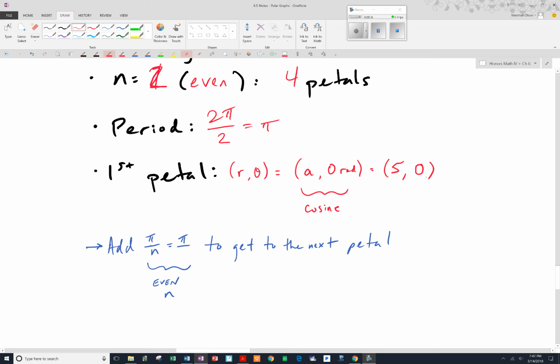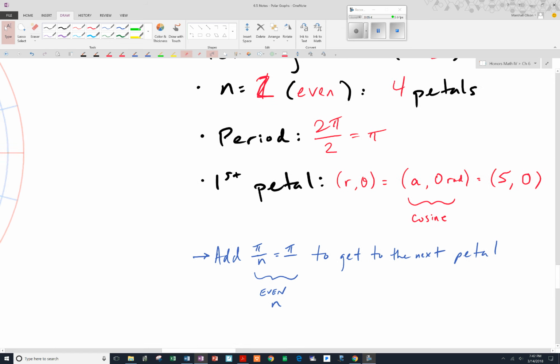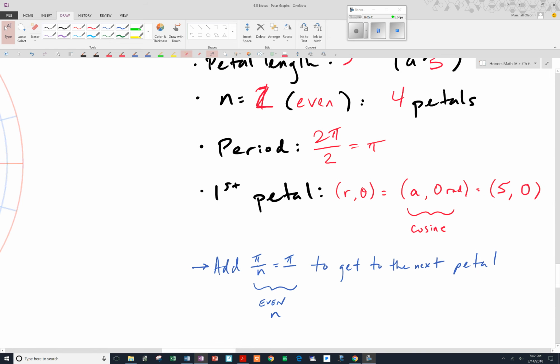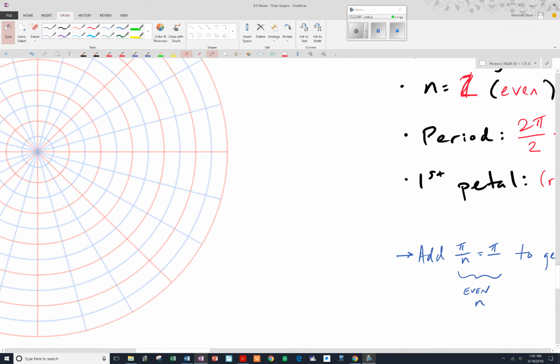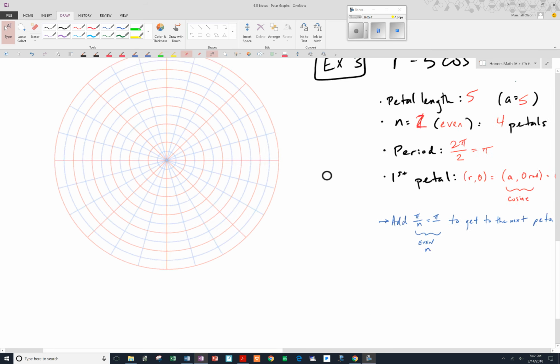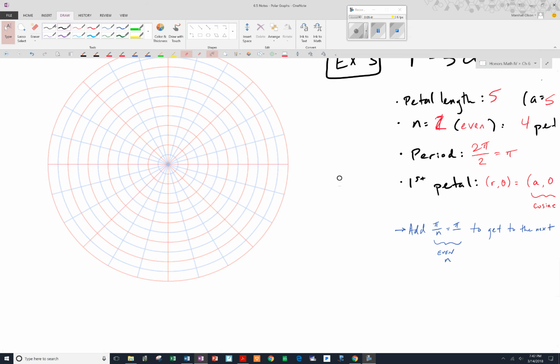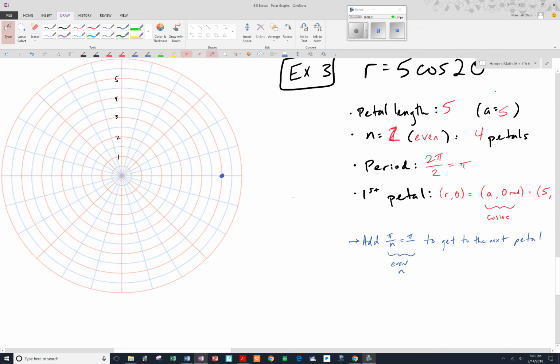So at 5, 0 radians, okay, that's not the point 5 comma 0 like x comma y. So we're going to go out to 5 here. Let's just number on this axis: 1, 2, 3, 4, 5. So at 5, 0, we are going to be right here. Okay, that's our first petal tip, and it's actually our starting point for a cosine graph.